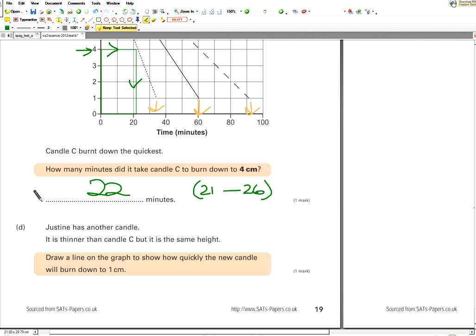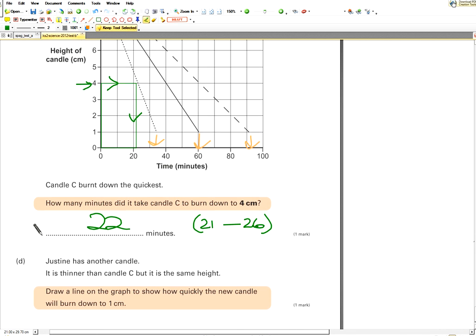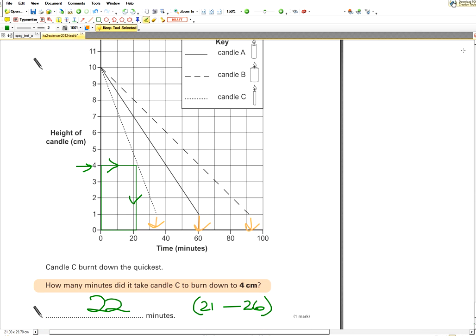Where do you think it'll be? I'm going to draw my line, but before I do, I want you to have a go at yours. Get back to this graph and draw your line first. He just told you to draw a line for this candle, which is thinner than candle C. So draw a line the way they've drawn lines. Okay, off you go.